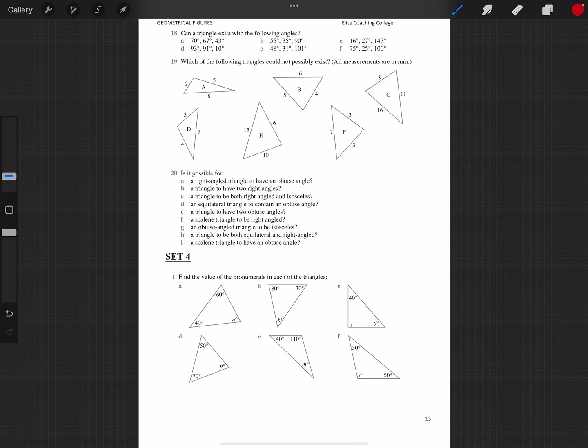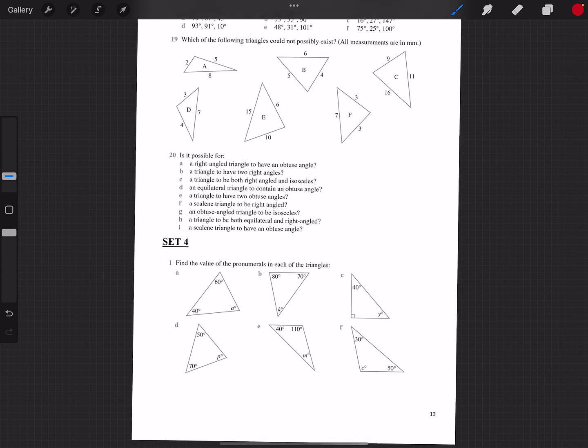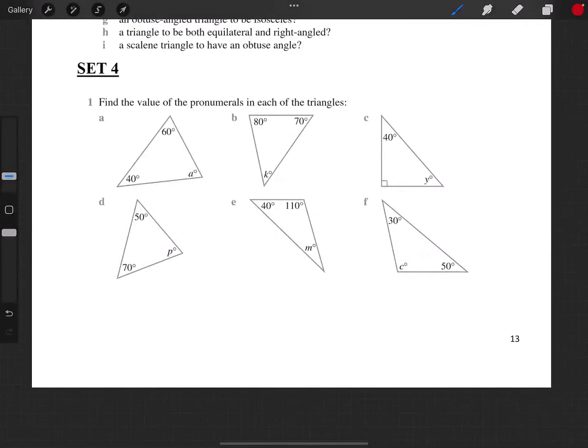On page 13, I'll be doing set 4, as this will be the homework questions. Question 1, find the value of the pronumeral. Pronumeral just means the letter. And in each of the triangles.